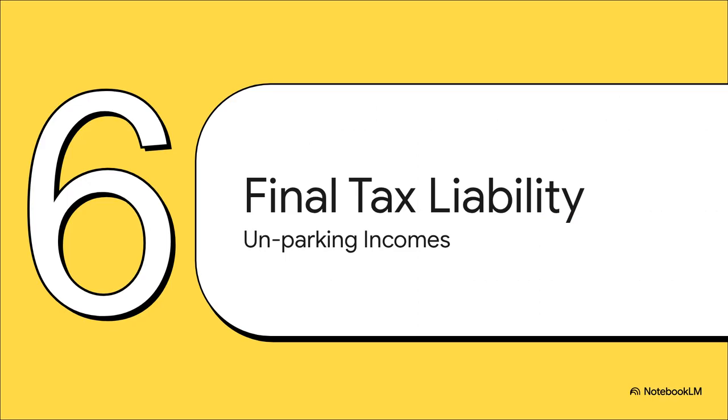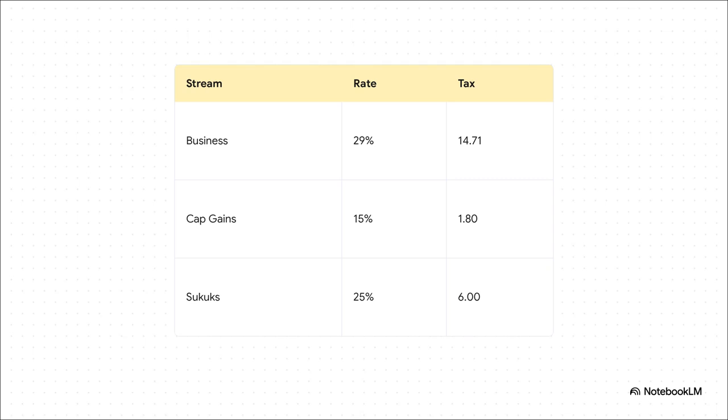Almost there. Section 6. Final tax liability. Unparking the incomes. See how we handle the different buckets of income here? Our consolidated normal tax regime business income of $50.72 million gets hit with the standard 29% tax, so that's $14.71 million. Then, we go grab those listed company capital gains we parked in the separate block earlier. That $12 million is taxed at a special 15% rate, giving us $1.8 million.